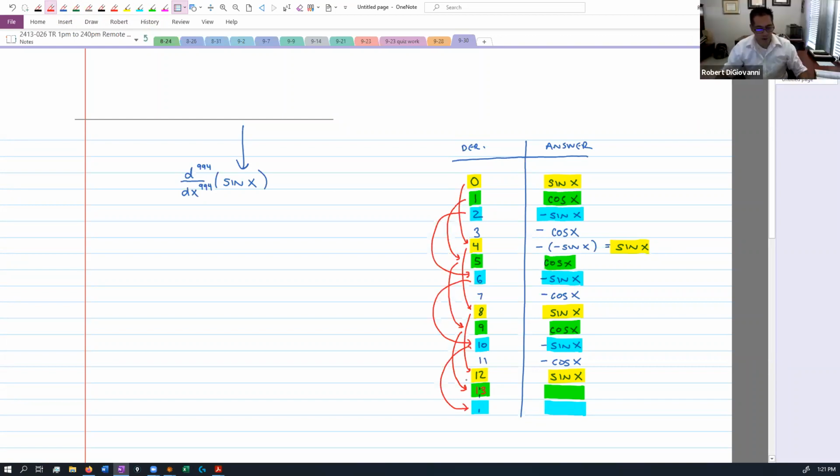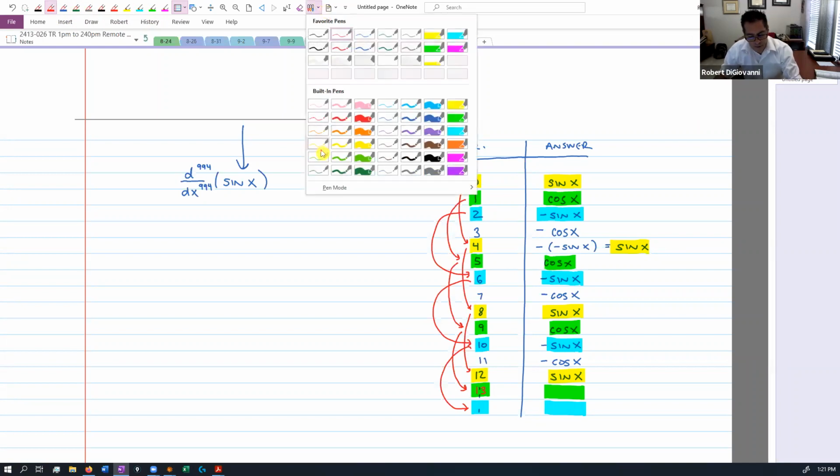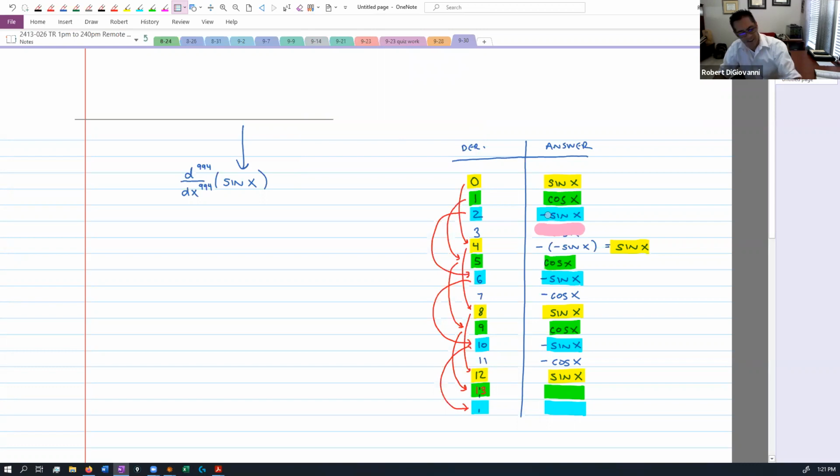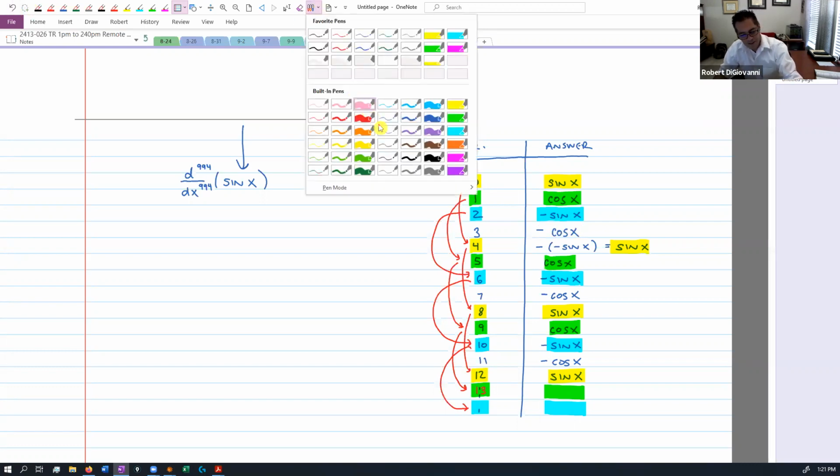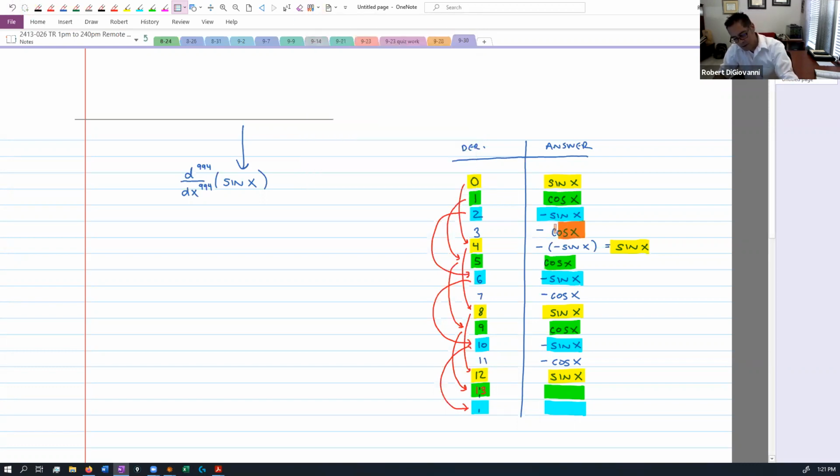And then the last one, and let me see if I can get a different highlighter color. I'm kind of limited on my highlighter colors. Let me try this. I don't know what's going to happen. That's not what I want. Okay, try this one. That's not bad.